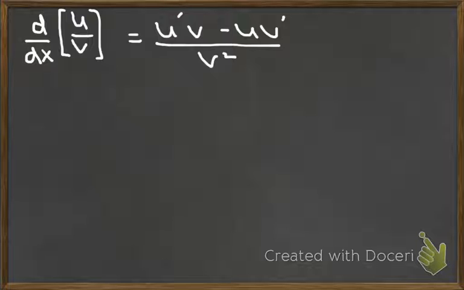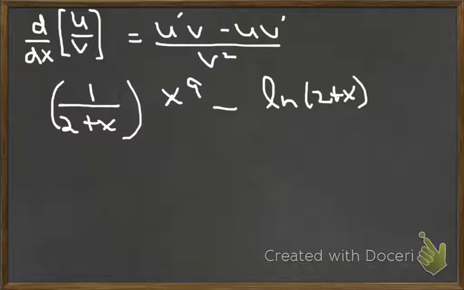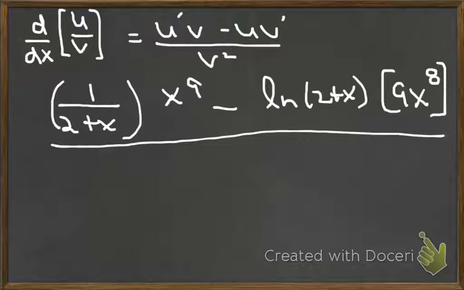So, u prime is 1 over 2 plus x times v, which is x to the ninth power, minus u, which was the natural log of 2 plus x, times v prime, which was 9x to the 8th power. Put that in brackets so that we don't think that's part of the argument. And then that's all divided by x to the ninth power squared, so that'll be x to the 18th power.